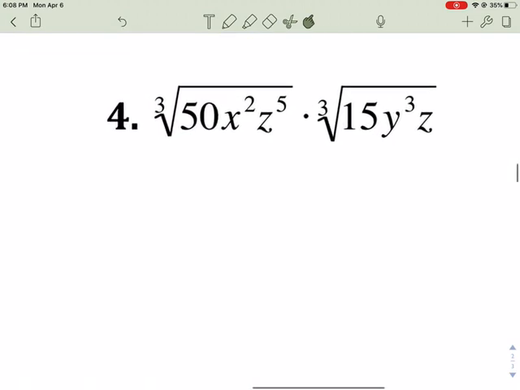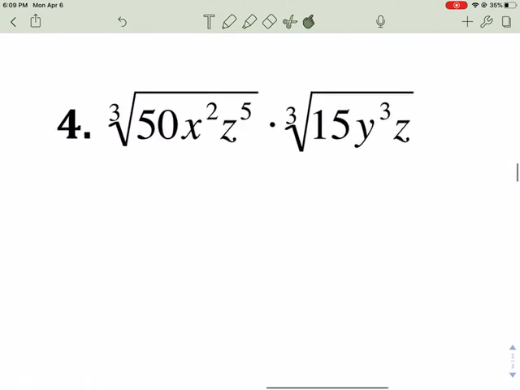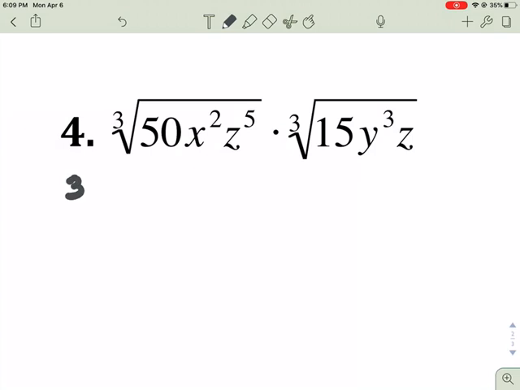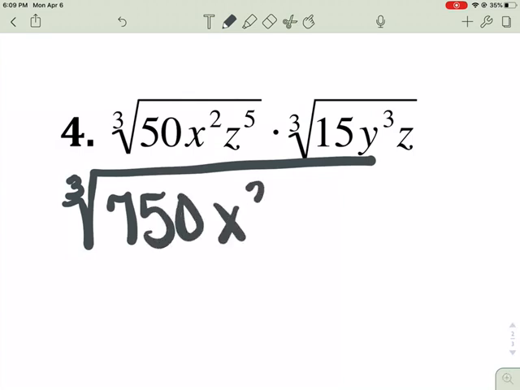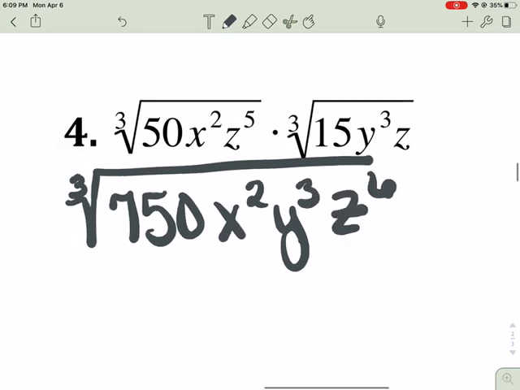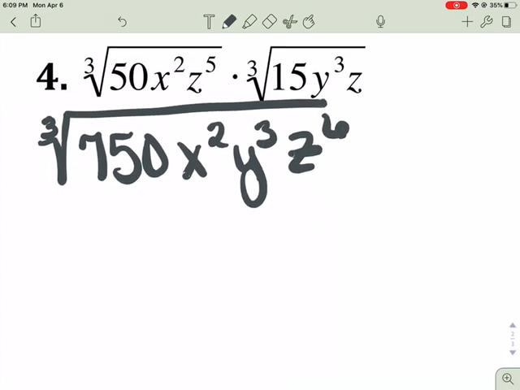All right, so let's try this one. It's a little bit more complicated. All right, so we have both our cube roots, and we're going to multiply the 50 and the 15. Okay, so we're going to get the cube root of 750. Okay, multiply your variables. And now we're going to do what we did the other day. Break down 750 and then do the cube root of x squared, the cube root of y cubed, and the cube root of z to the 6th.